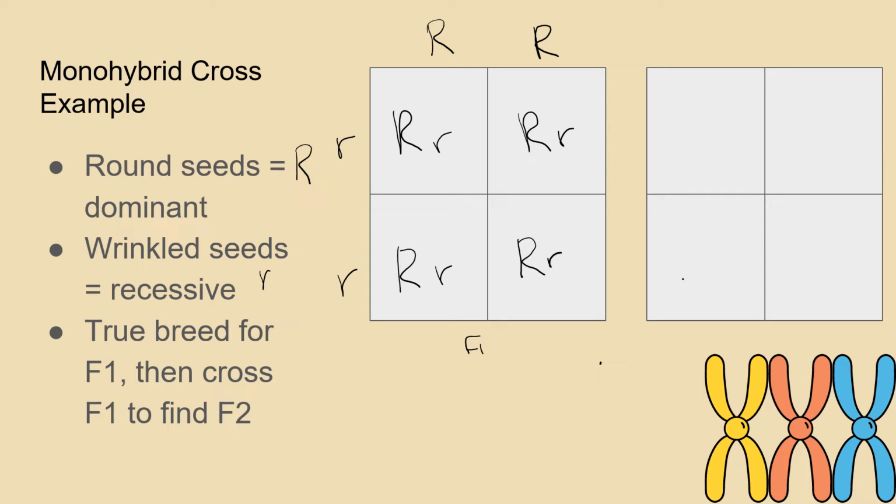So all of these are heterozygous because they have the two different alleles. They have the dominant and then the recessive all in one. So now we're going to cross F1 to find F2. So again, they're all heterozygous. So we'll just write that in and then cross.